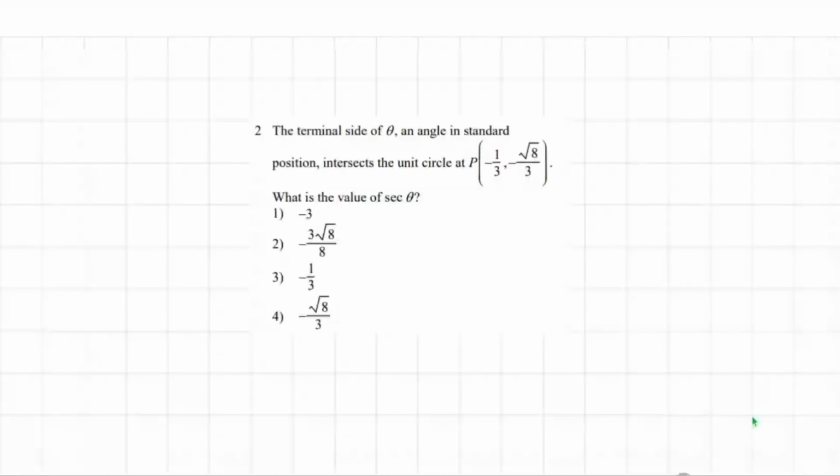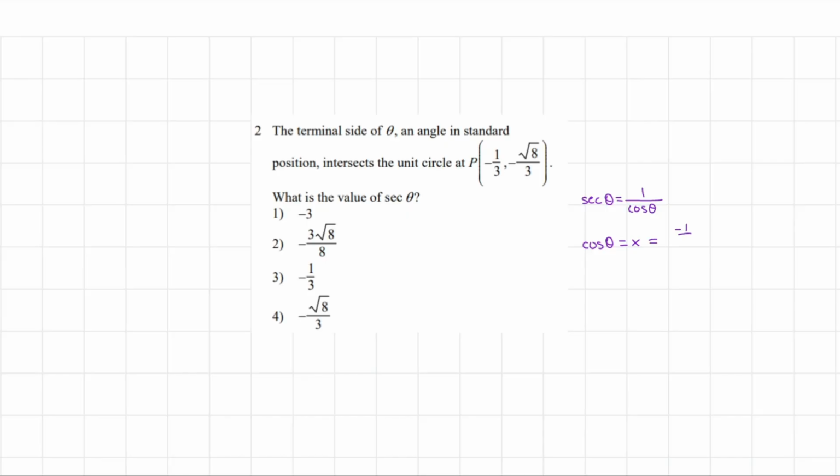The terminal side of theta, an angle in standard position, intersects the unit circle at the coordinate P, negative 1 over 3, comma, negative radical 8 over 3. So what is the value of secant theta? Secant theta is the reciprocal of cosine theta. Cosine theta is equal to x, which is negative 1 over 3. Therefore, we need to find the reciprocal, which is equal to negative 3, choice 1.